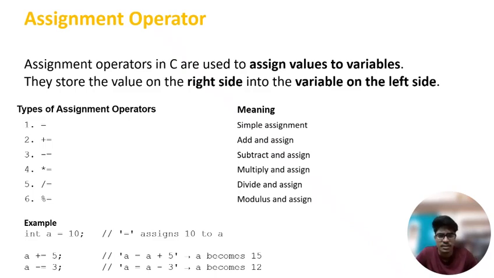Number four, assignment operator. Assignment operators in C are used to assign values to variables. They store the value on the right side into the variable on the left side. You can see types of operators: equals to, simple assignment; plus equals to, add and assign; minus equals to, subtract and assign; multiply equals to, multiply and assign; divide and assign; modulo and assign. We can see clearly in the example how we can assign a value to a variable.